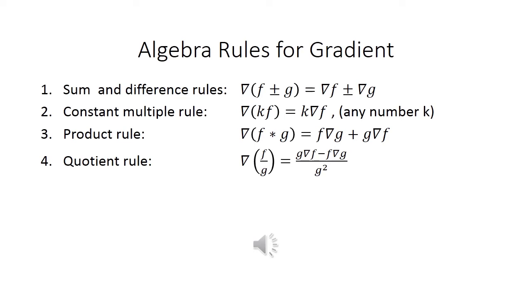If we multiply a constant by a function, then the gradient of k times f equals k times the gradient of f, where k is any number. Third, the product rule. The gradient of the product f g equals f gradient g plus g gradient f, similar to the derivative. Also the quotient rule: gradient of f divided by g equals g gradient f minus f gradient g, divided by g squared. You may notice that these rules are similar to the rules of the derivative.